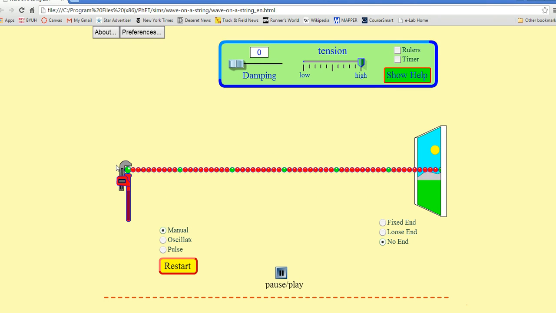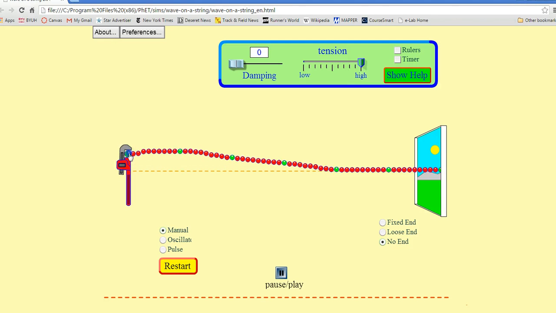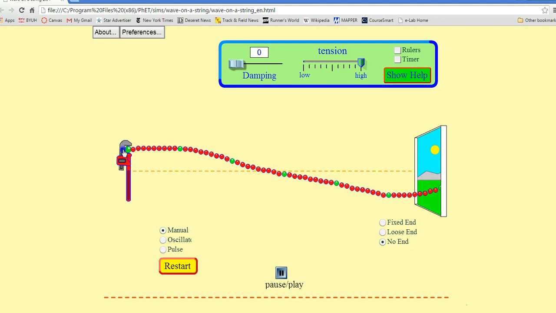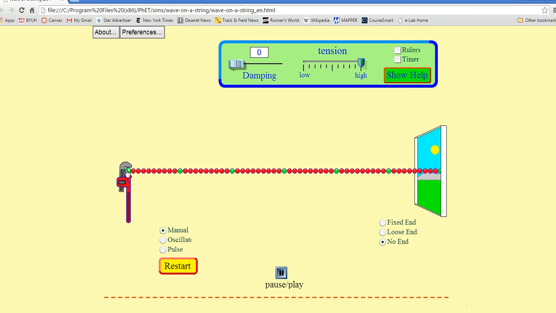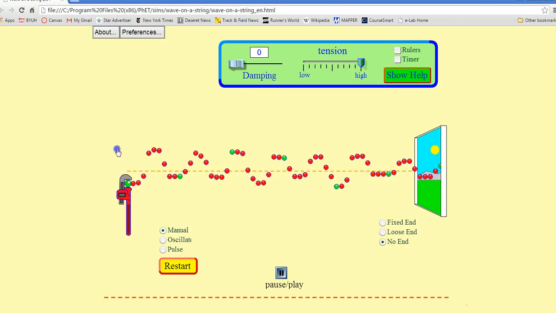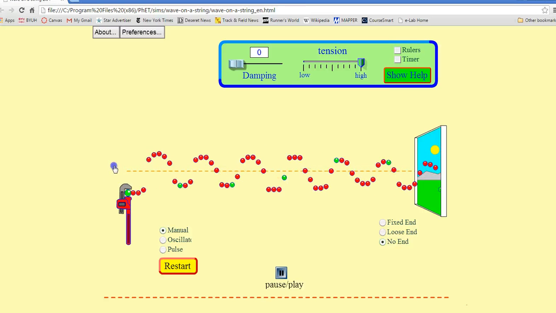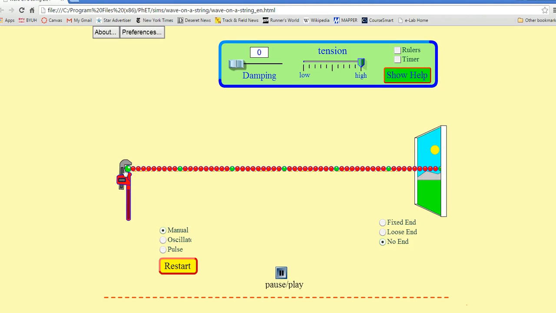Now let's look at the frequency versus the wavelength. Here's a low frequency wave. What do you say about the wavelength? Kind of long, right? Now I'm going to make a high frequency wave. Not too high because it's hard to see. Now what do you say about the wavelength? Short, right? So high frequency, short wavelength. Small frequency, long wavelength.